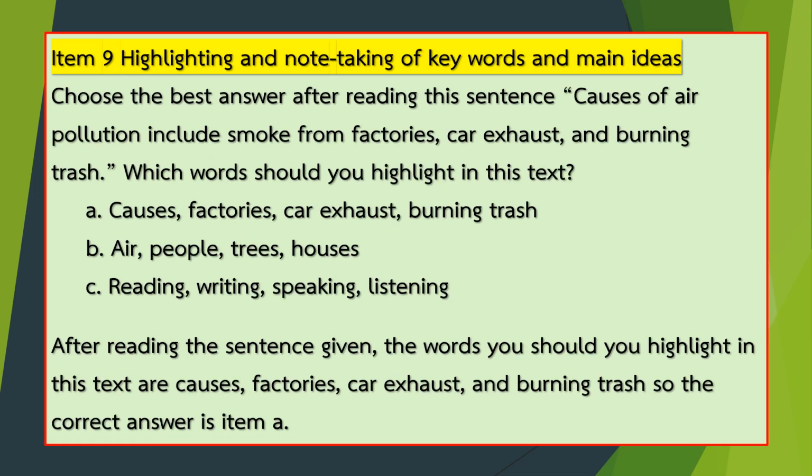Item 9. Highlighting and note-taking of keywords and main ideas. Choose the best answer after reading this sentence. Causes of air pollution include smoke from factories, car exhaust, and burning trash. Which words should you highlight in this text? A. Causes, factories, car exhaust, burning trash. B. Air, people, trees, houses. C. Reading, writing, speaking, listening. After reading the sentence given, the words you highlight in this text are causes, factories, car exhaust, and burning trash. So the correct answer is item A.